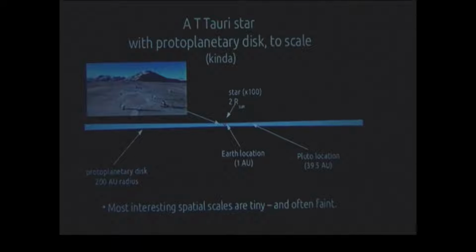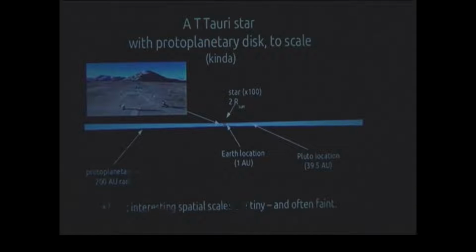And if you use it for a nearby region like Taurus, you see that the maximum you can resolve is about the distance of Jupiter. So anything happening closer in, like a newly forming Earth, is going to be too tiny. And if we really want to study how the star is forming, that's totally tiny. Most of the interesting scales that we want to look at are very tiny, and not only tiny, they're also very faint because they are very small.